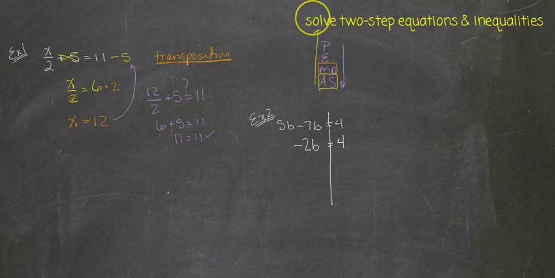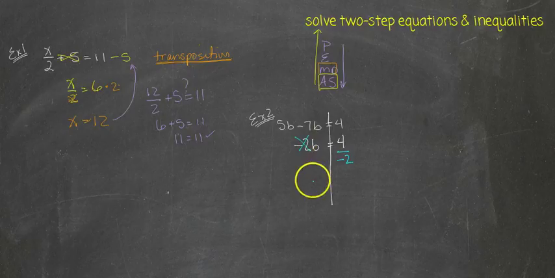Now I can PEMDAS up. I don't have any addition subtraction, so all I have to move is that negative 2. I'm going to use transposition. Negative 2 is connected to b by multiplication, so I'm going to turn it into division. I'm going to transpose the negative 2 from multiplication to division and then finish up my problem. So 4 divided by negative 2 is negative 2.